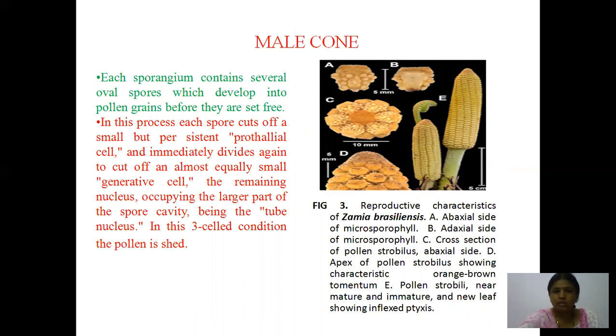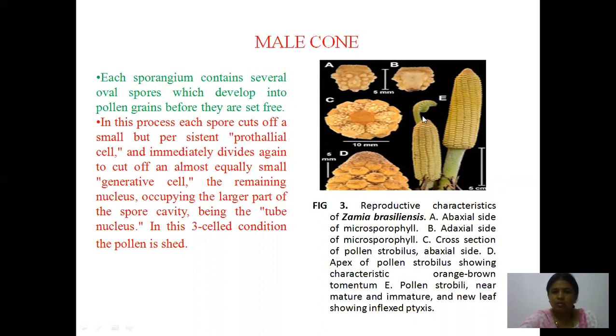So this is the abaxial side of the microsporophyll. This is the adaxial side of the microsporophyll. This is the cross section of the pollen strobilus, abaxial side. This is the apex of the pollen strobilus showing characteristic orange-brown tomentum. This is the pollen strobilus near maturity.